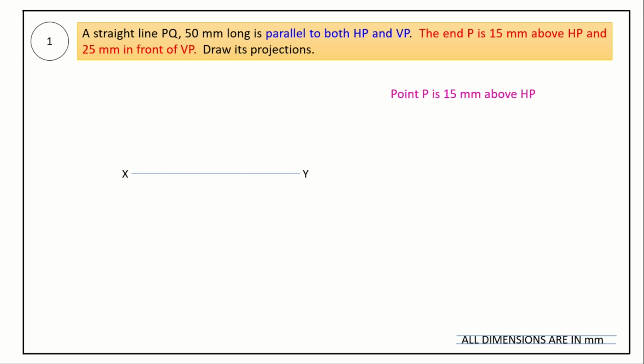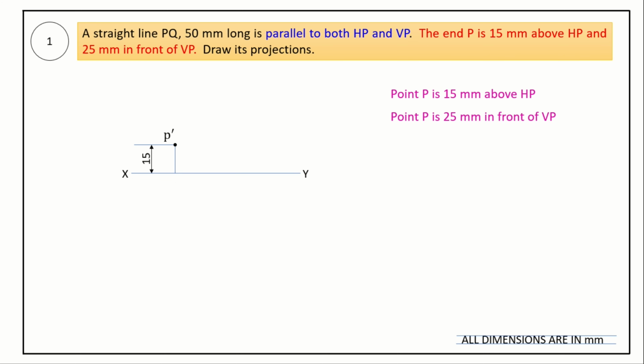It is given point P is 15 mm above HP. So, the front view of the point P, that is P dash, is 15 mm above XY. So, from the reference line, draw a vertical line of height 15 mm, mark the point P dash. This point P dash is 15 mm above XY.